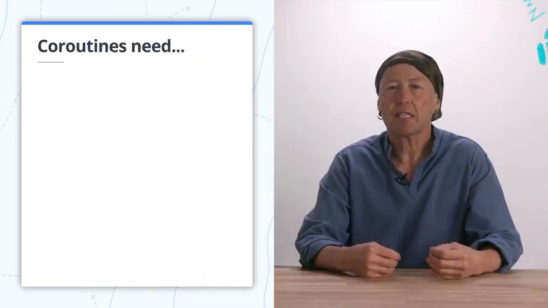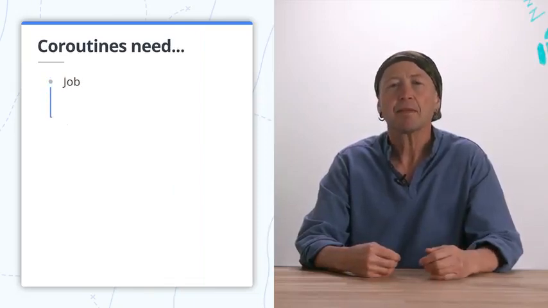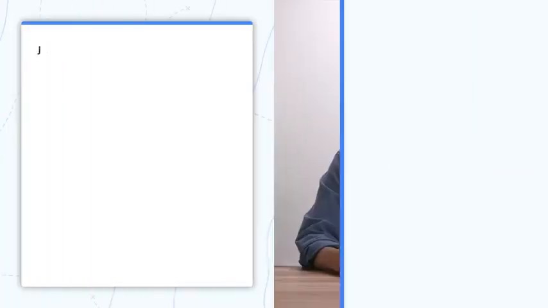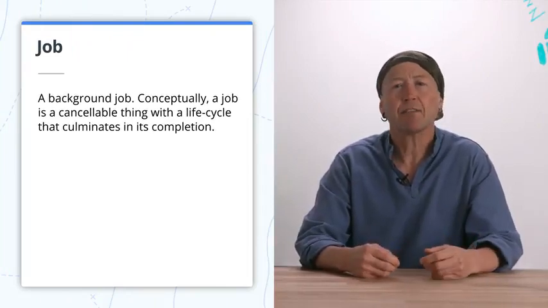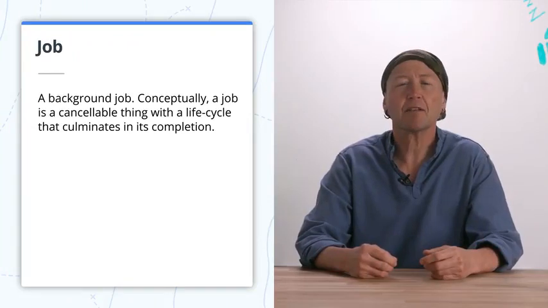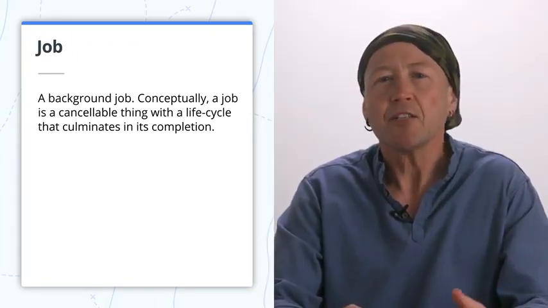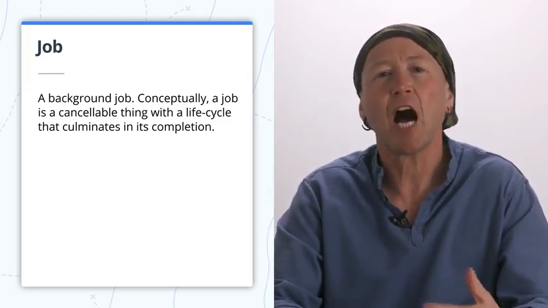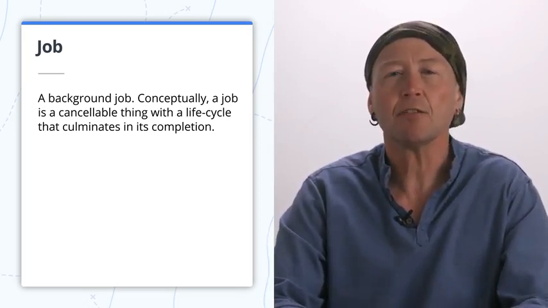Now, to use coroutines in Kotlin, you need the following pieces: a job, a dispatcher, and a scope. Basically, a job is anything that can be cancelled. All coroutines have a job, and you can use it to cancel the coroutine. Jobs can be arranged into parent-child hierarchies so that cancellation of a parent leads to an immediate cancellation of all its children, which is a lot more convenient than if we had to do this manually for each coroutine.